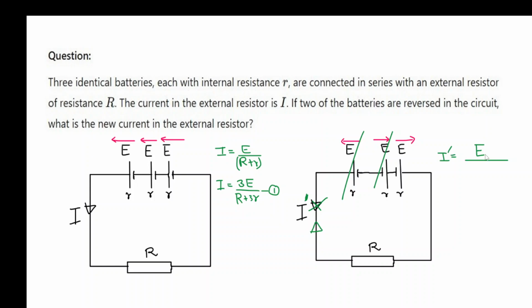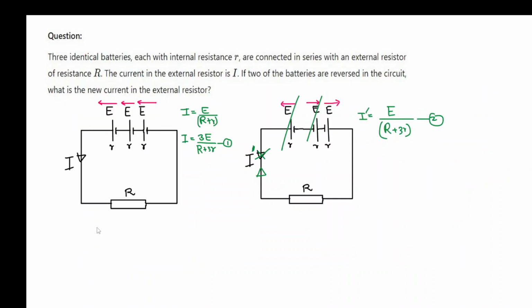So I dash is equal to E over, what is the total resistance now? Well, still the same. R plus 3r. Now, to find the current, all I need to do is simplify them. In a question like this, the easiest way to simplify them is just to divide one by the other. So let's do that. I'm going to divide 2 by 1.